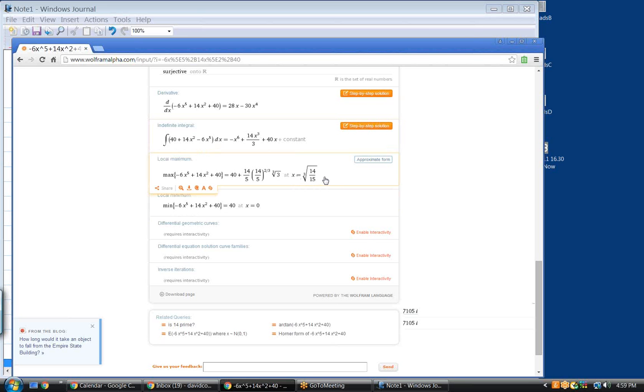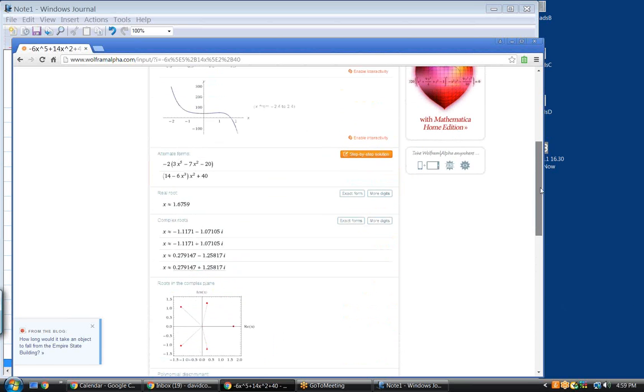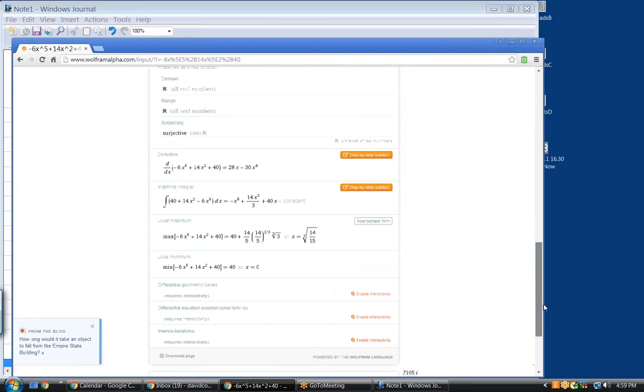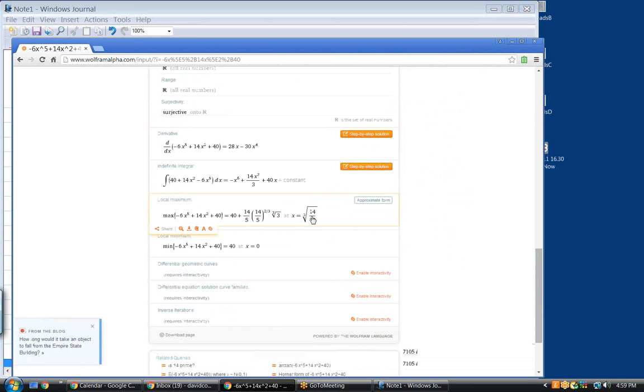Notice that it wasn't 1. It's the cube root of 14/15, which is as close to 1 as you can get, but it's not exactly 1. If I go up here and I put my cursor on that, whatever that maximum is, it's slightly less than 1. It's the cube root of 14/15, according to Wolfram Alpha. And that certainly agrees with the graph that we're looking at. It appears to be very, very close to 1. It's not precisely 1.